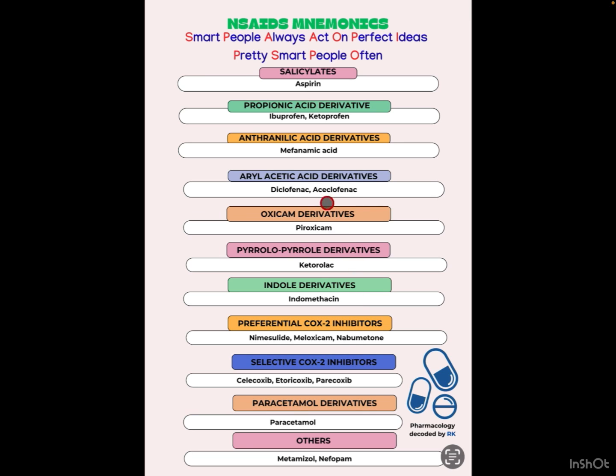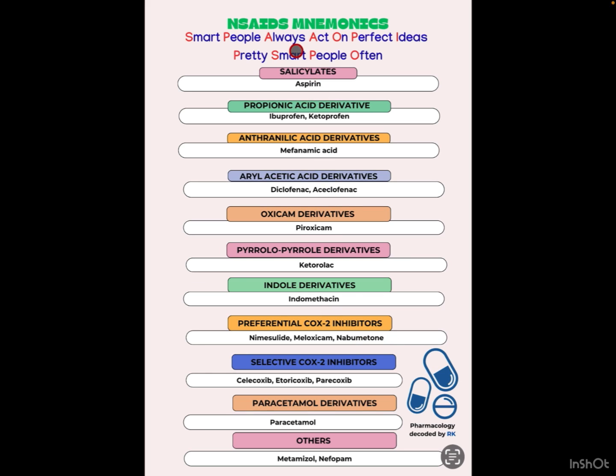Now let's move to the second part of the mnemonic, pretty smart people often, which helps us recall the newer COX inhibitors and other related agents. So the letter starts from P, which represents preferential COX-2 inhibitors. Example, nimesulide, meloxicam and nabumetone. They inhibit COX-2 more than COX-1, hence they cause less gastric irritation.